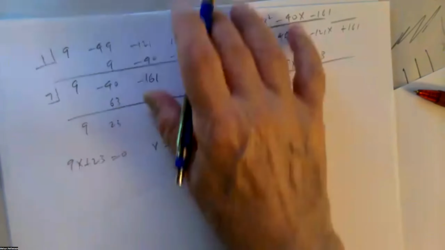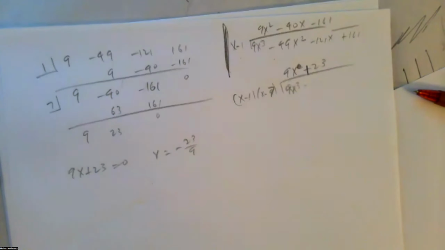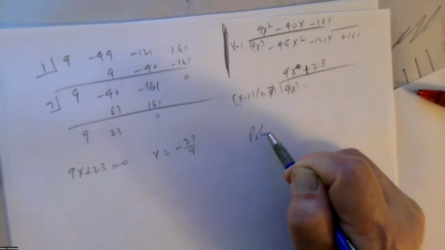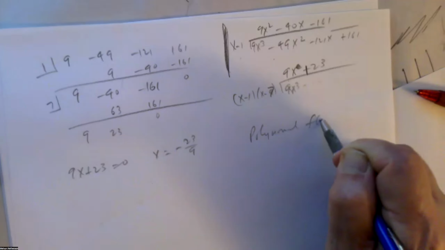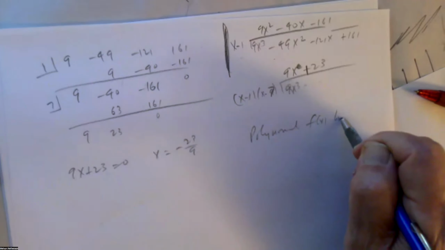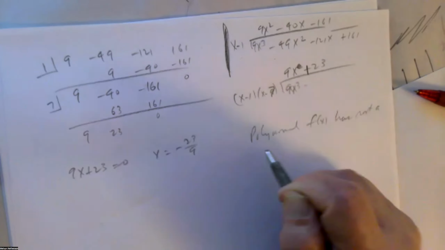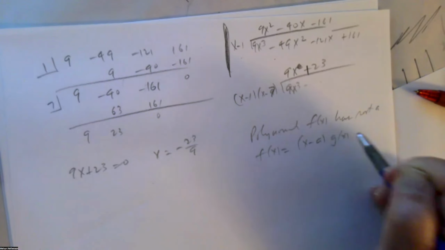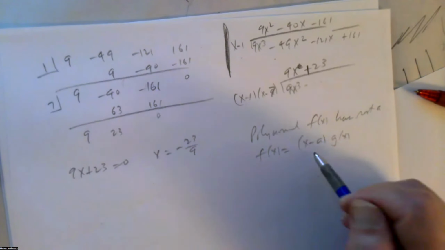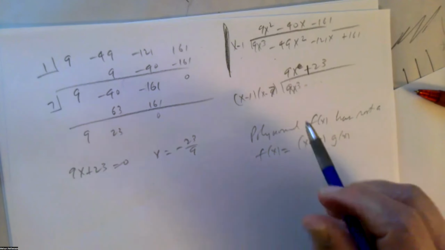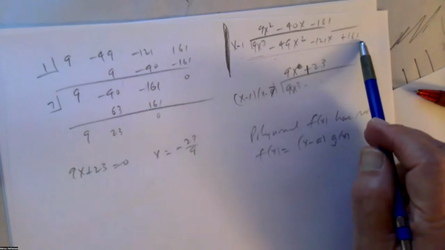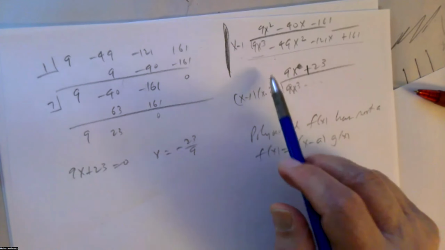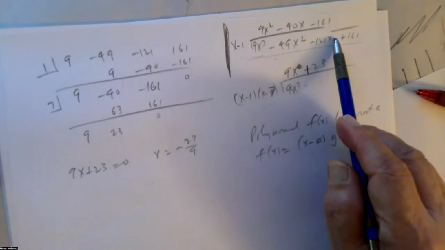So again, if you're not sure what I'm doing here, let me just explain the general fact. If you have a polynomial f of x, and if it has a root a, then if you divide f of x by x minus a, it divides evenly. There's no remainder. F of x is x minus a times g of x. So I start with this polynomial, and I know two of the roots of this polynomial, x equals 1 and x equals 7. So this is divisible by x minus 1.